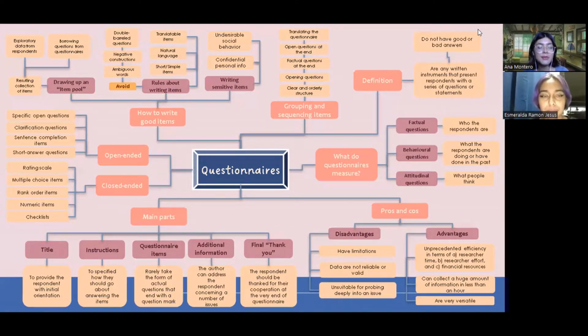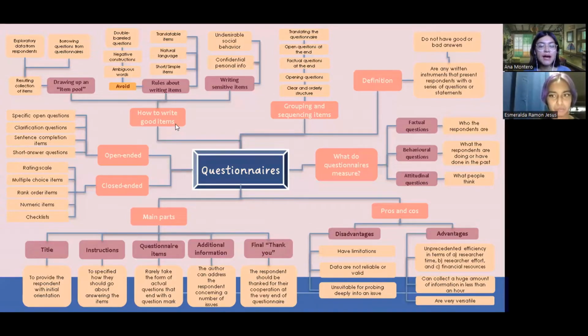Well, when drawing up an item pool, an item pool is the resulting collection of items, and we can use the exploratory data gathered from respondents, for example, the notes taken during experiments or brainstorming discussions. The other one is borrowing questions from other questionnaires.